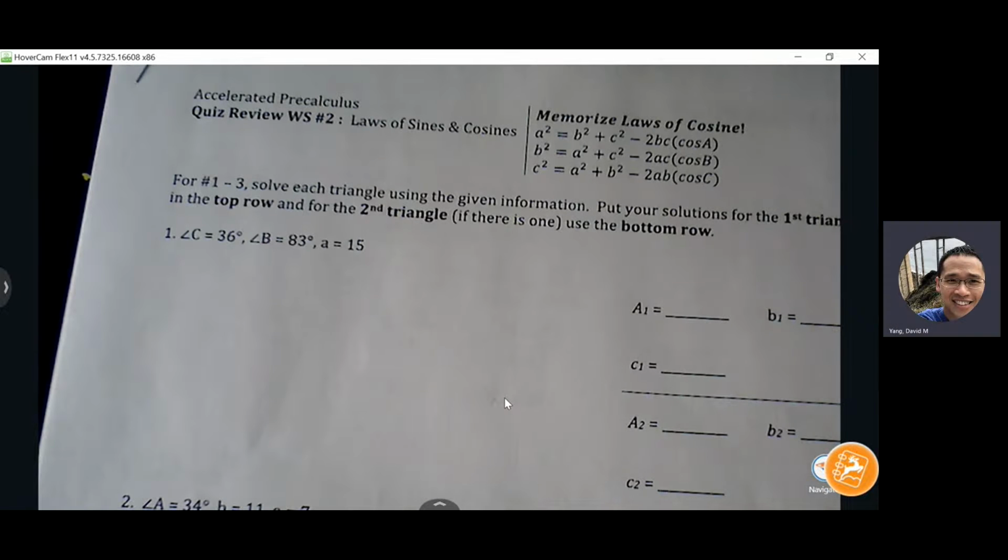Your question? If there is a second solution, then you say two triangles.